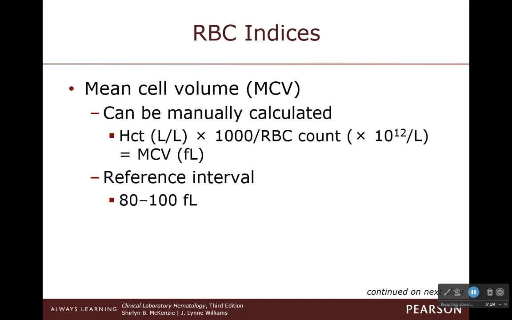It can be manually calculated. You can do it manually by taking the hematocrit times 1,000 divided by your RBC count. You need to know how to calculate an MCV manually, so you need to know this formula: hematocrit times 1,000 divided by your RBC count. Make sure they're both in liters. And this equals the MCV in femtoliters.